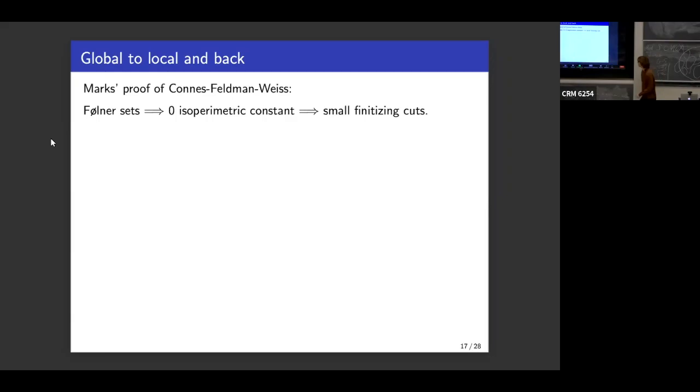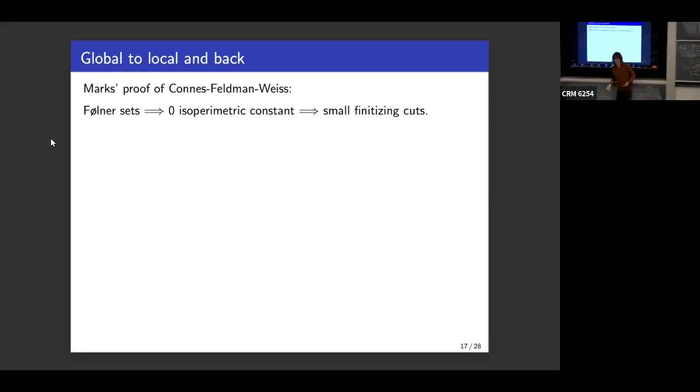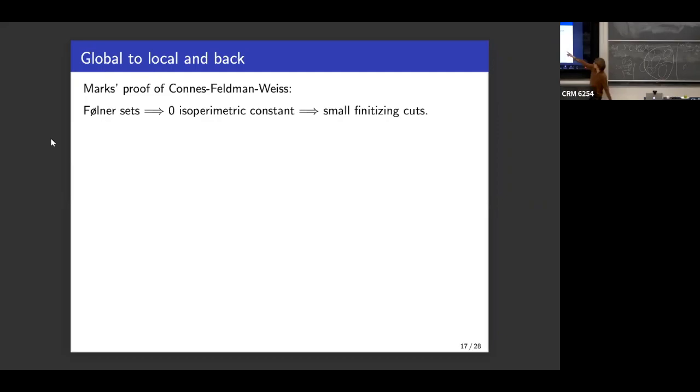Well, we want to use local information about the group. So start by proving some local information about the group. First, we prove that it has zero isoperimetric constant on any positive subsets. Then we use the isoperimetric constant to get down to the small finitizing cuts. So the idea is that we want to do this, but again, we want to place the word connected everywhere somehow, and that'll fix all of the questions.